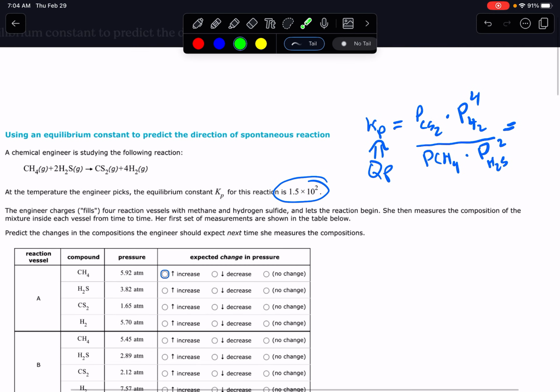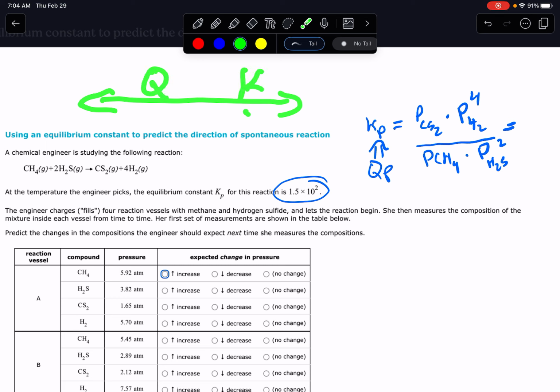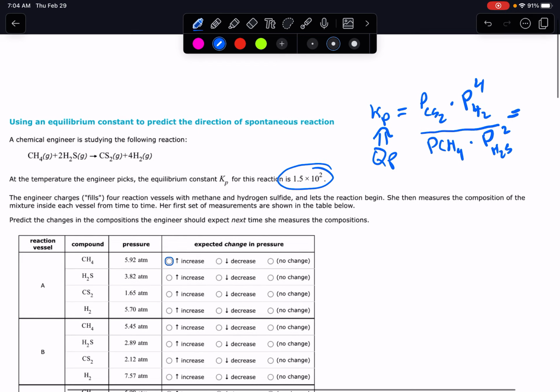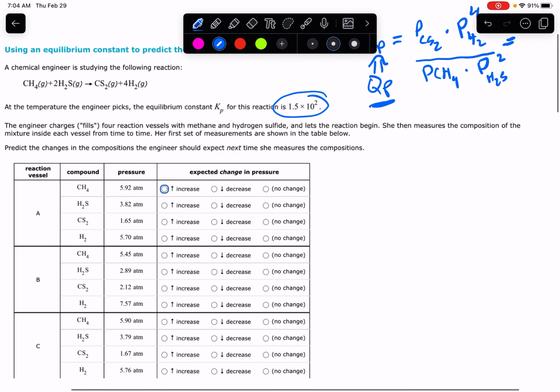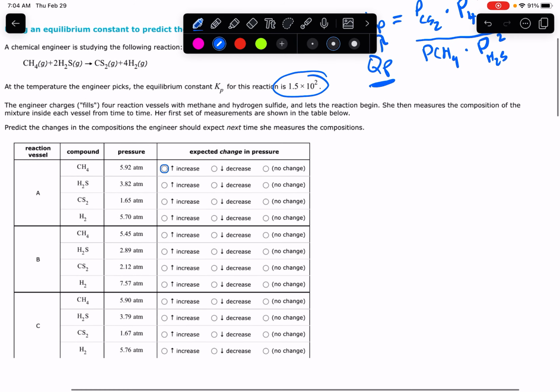Just a gentle reminder, what we do is create a number line, and whatever side our Q is on, let's say my Q is right here and my K is right here. If my K is bigger, the reaction is going to shift in this direction, and vice versa. So let's go ahead and plug the numbers in. I'm not going to rewrite this Q expression because I don't have a ton of space, but I'm going to put this down here with the numbers already in them.